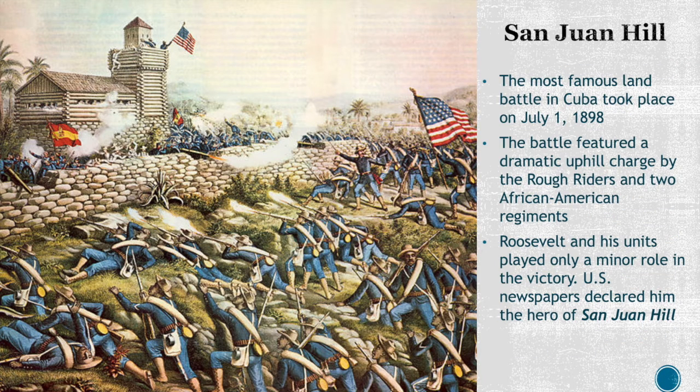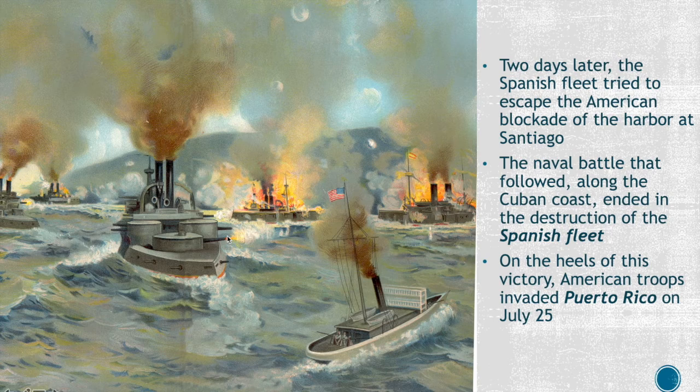So the most famous land battle took place in Cuba on July 1st, 1898. The battle featured a dramatic uphill charge by the Rough Riders and 2 African American regiments. Roosevelt and his units played a major role in this victory, and then the U.S. newspapers declared him the hero of San Juan Hill. So here we go with the Americans charging up the hill against the Spanish troops. And this was in Cuba, San Juan Hill, the Battle of San Juan Hill.